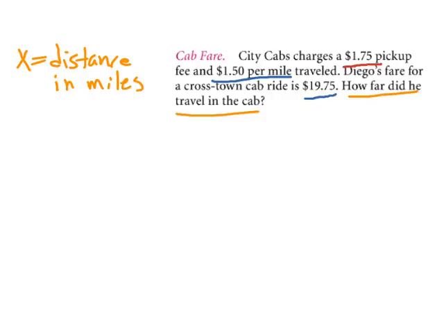All right. So let's see. I've got his total cost. So there's the total cost. So that's the total. So 1975 must equal something. If that's the total cost, it must be how much he spent altogether. So how much did he spend? He spent $1.75 just to be picked up.